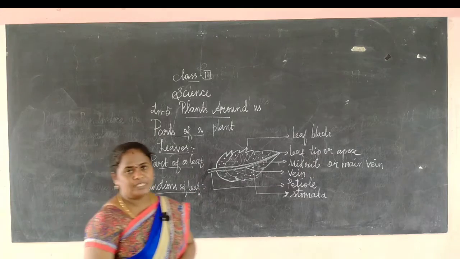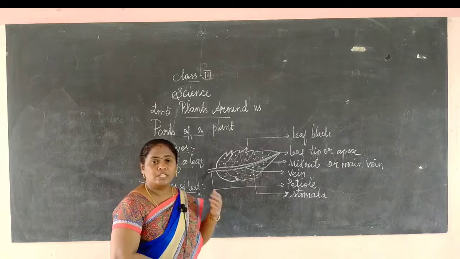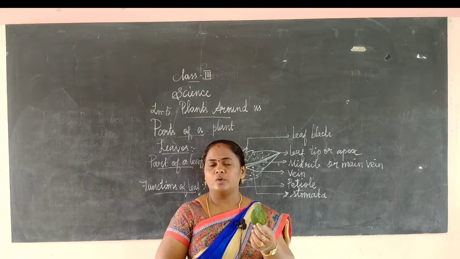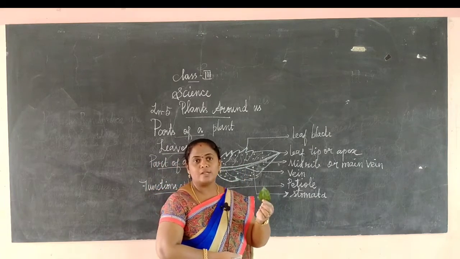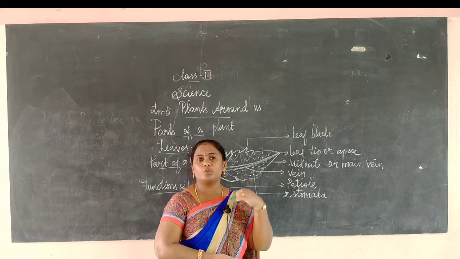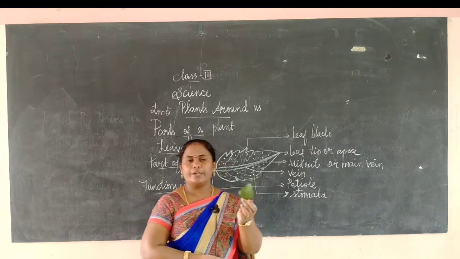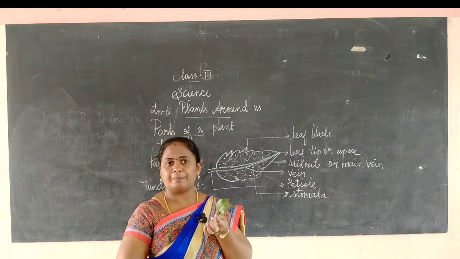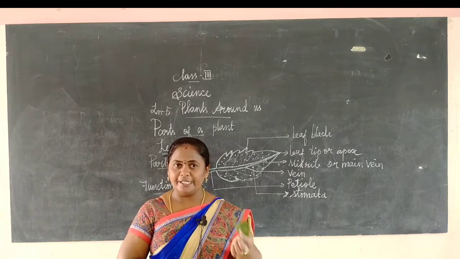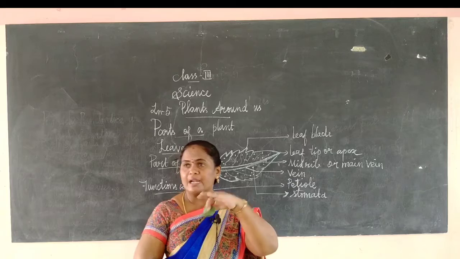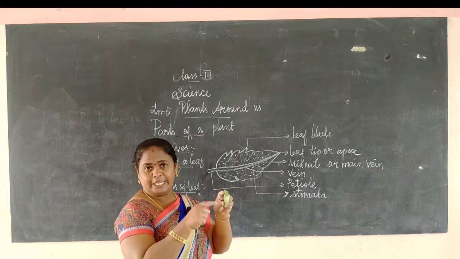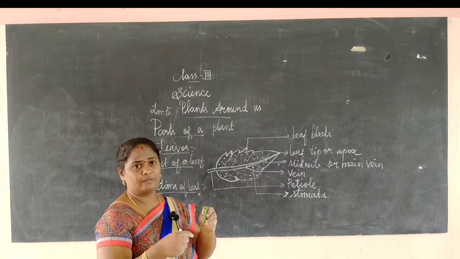Next we learn the functions of the leaf. We already know leaves absorb carbon dioxide and release oxygen, and get the water vapor into the air through stomata. Already we know the leaves are the food-preparing part of the plant. They release oxygen, absorb carbon dioxide, and take water vapor from the air through the stomata, the small holes present on the surface of the leaf.